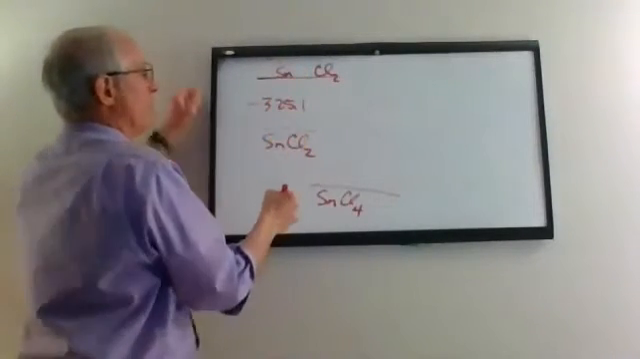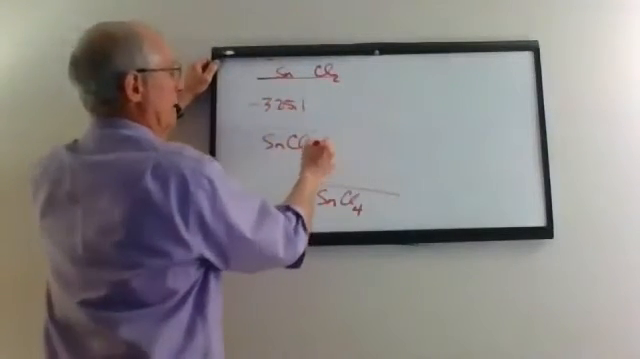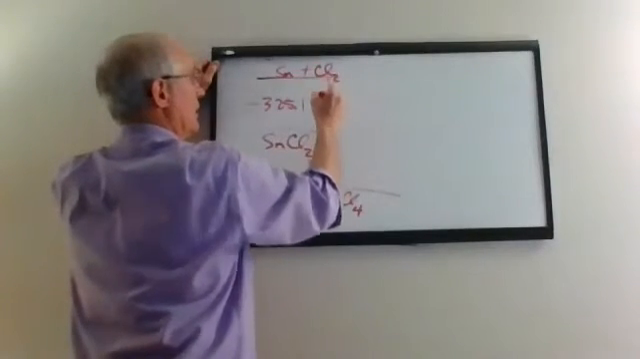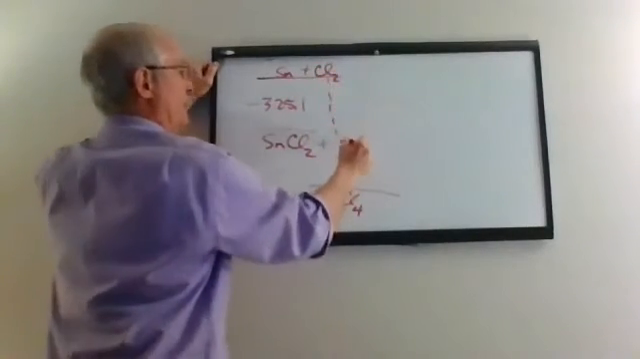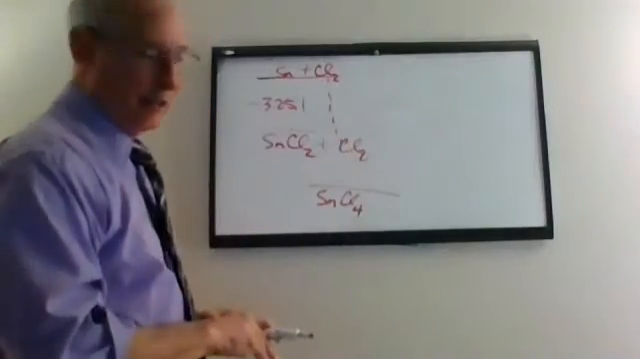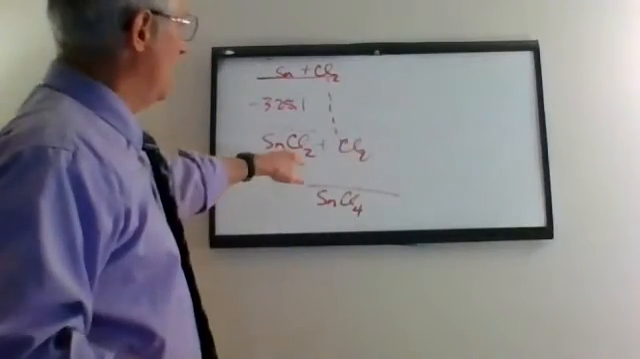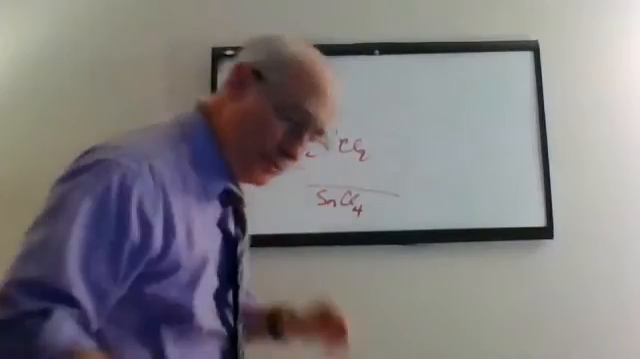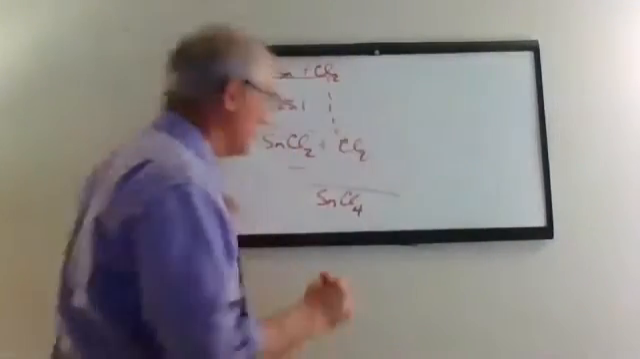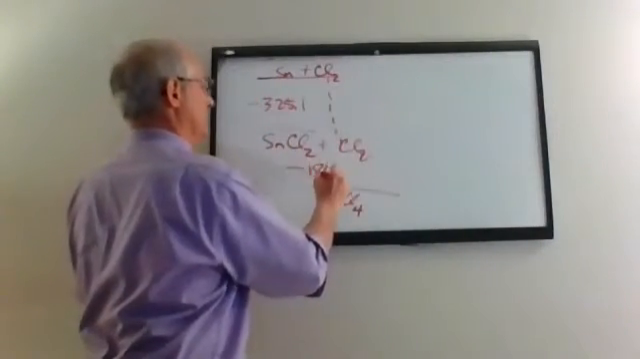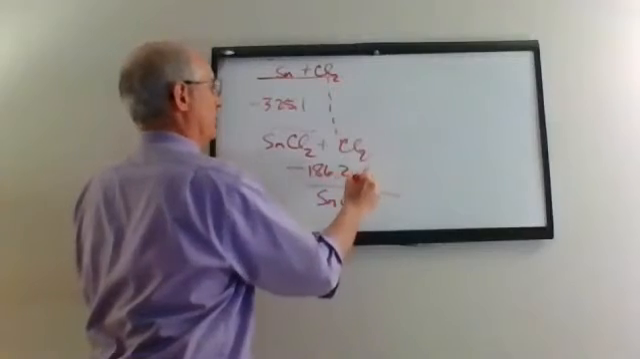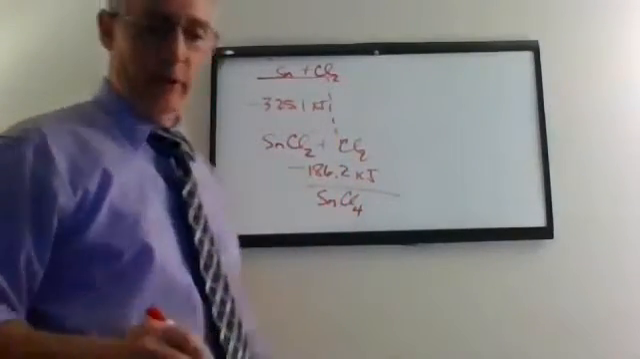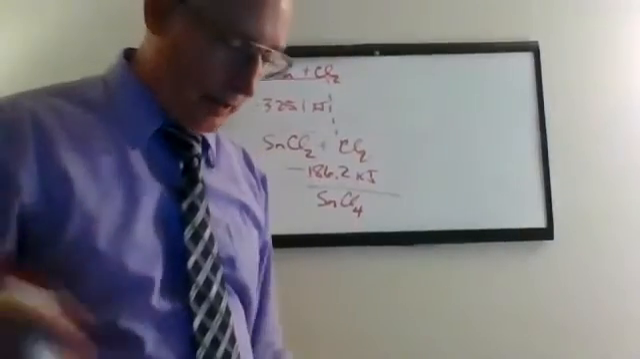when this is formed. And then after that's formed, that combines with some more chlorine that happens to be in the container. And it forms this. And it releases 186.2 kilojoules. So those are the two steps in a two-step process. That's what we call it.